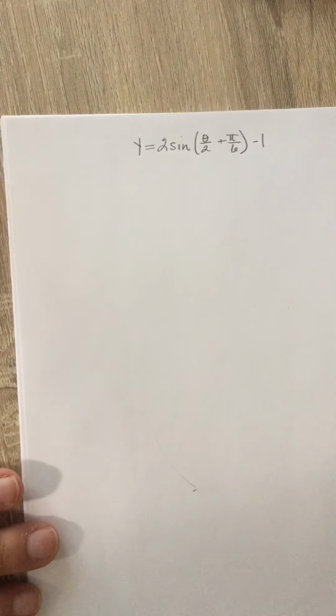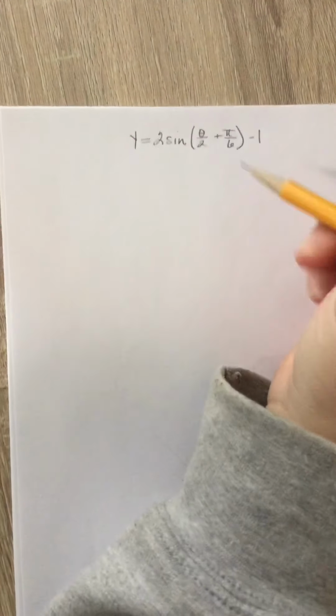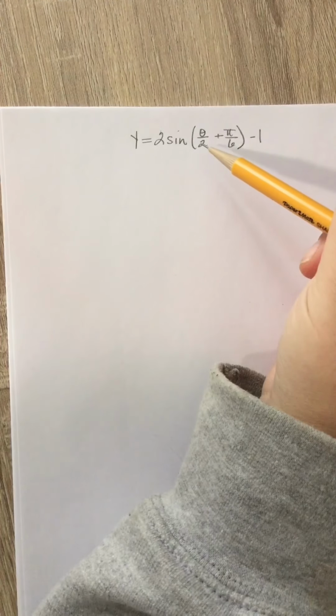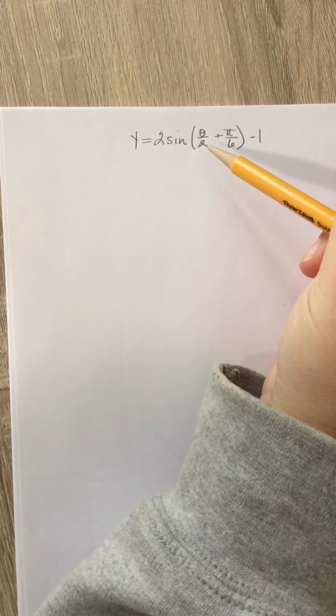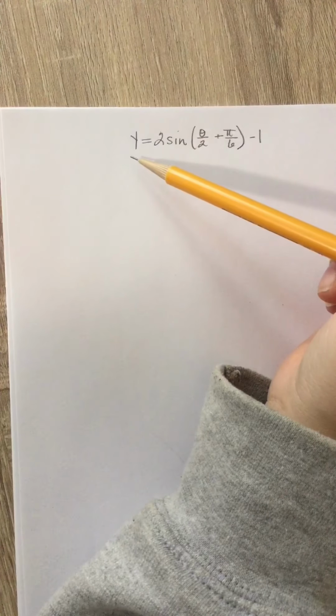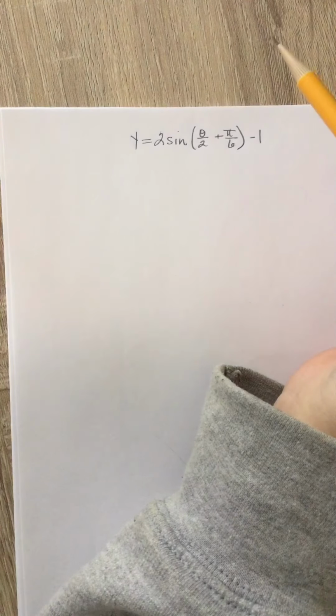This is your math teacher speaking, and we are going to graph sine functions. Okie dokie. So remember, we want our theta or our x or our t, whatever variable is here, to have a coefficient of 1. So we're going to graph this: y equals 2 sine of theta over 2 plus pi over 6, minus 1.